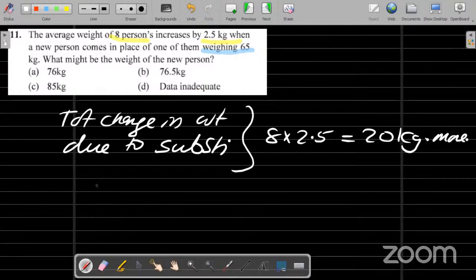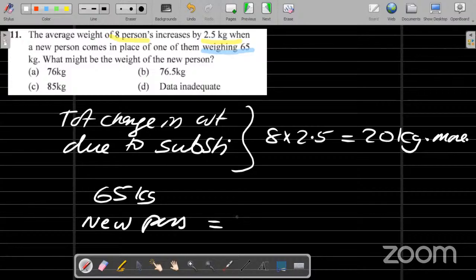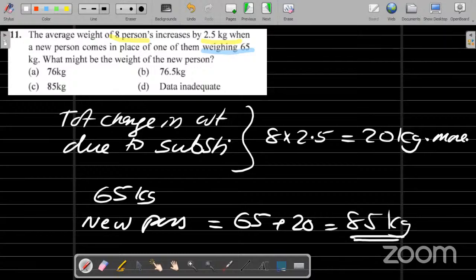So the person who got replaced has a weight of 65 kilogram. So the new person's weight should be 20 more than 65. 65 plus 20 is equal to 85 kilogram. That is the easiest way to solve the question.